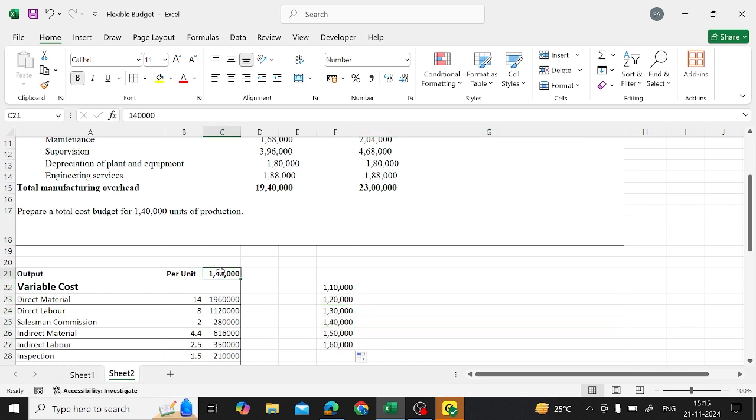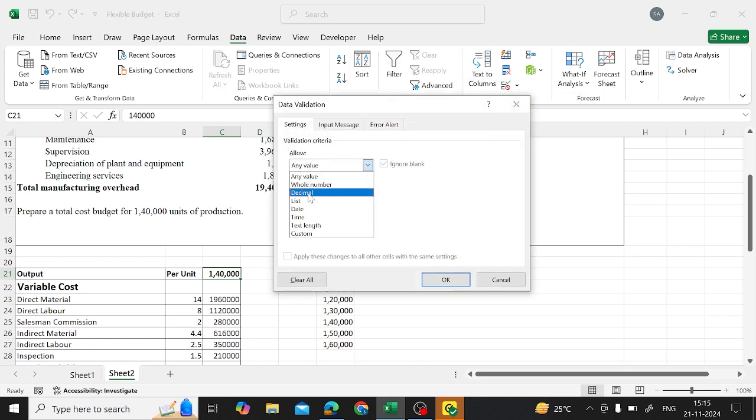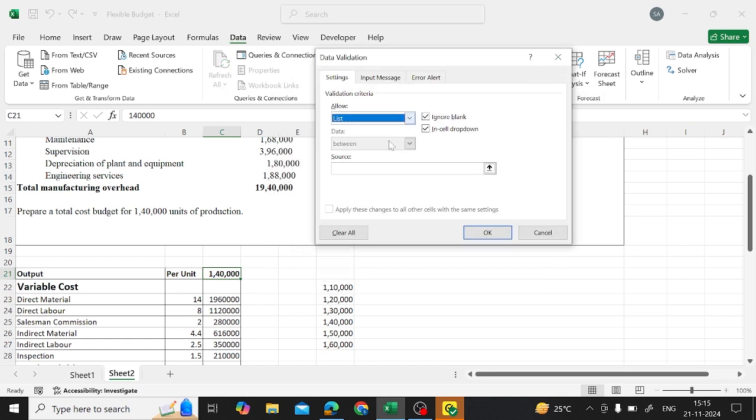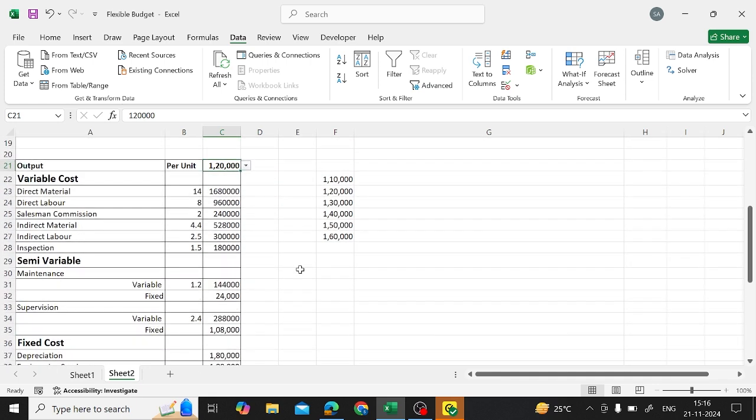Okay, what you have to do is again select this, go to Data, Data Tools, Data Validation, select List here, and then the source is this, and then okay. Now you can calculate for any level of output. So we have been given 120. I'm clicking at 120. So this is the cost.